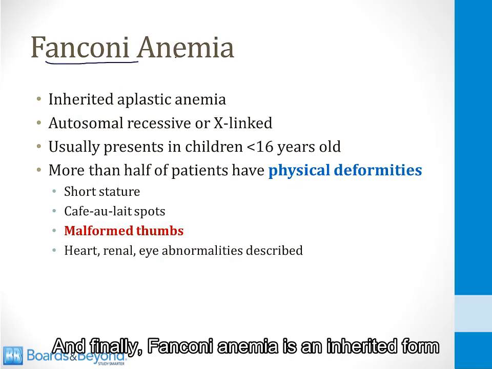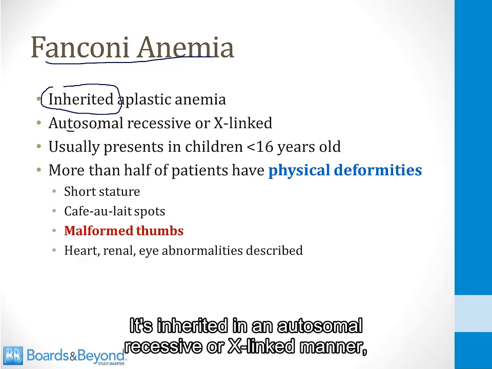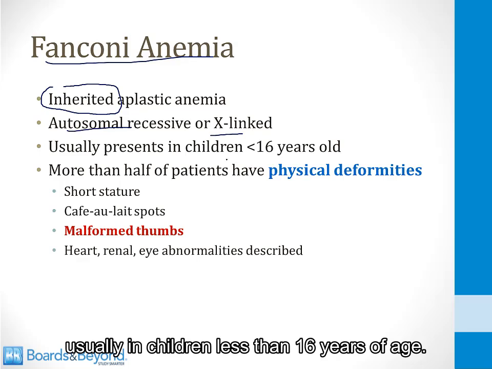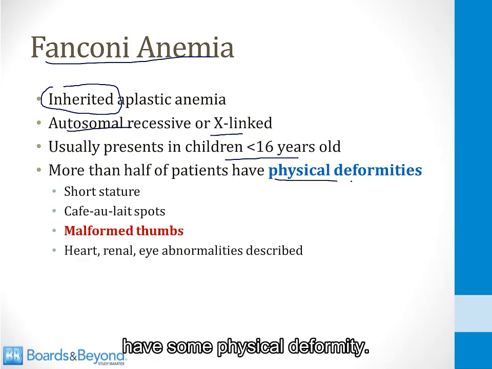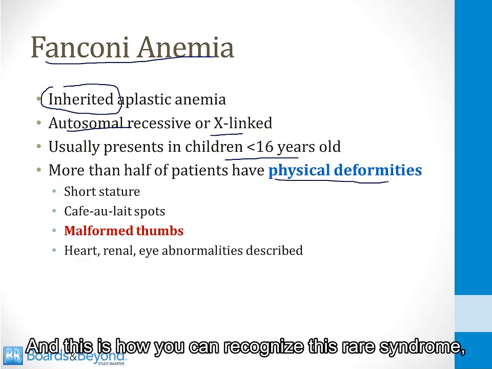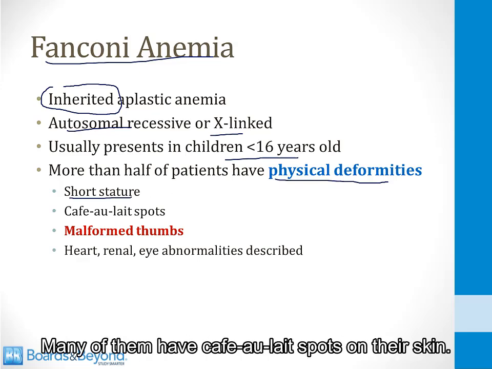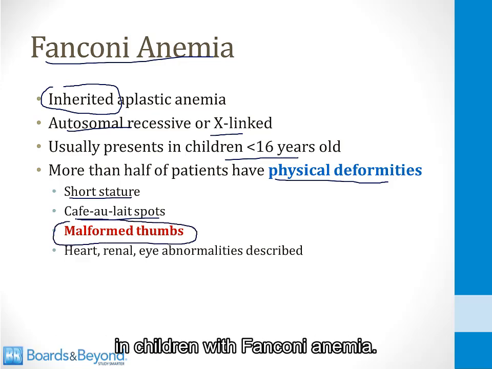And finally, Fanconi anemia is an inherited form of aplastic anemia. It's inherited in an autosomal recessive or X-linked manner, and it usually presents in childhood, usually in children less than 16 years of age. And more than half of these children have some physical deformity, and this is how you can recognize this rare syndrome, especially in a board question. So many of them have short stature, many of them have café au lait spots on their skin. Malformed thumbs is a very unusual and classic finding in children with Fanconi anemia.